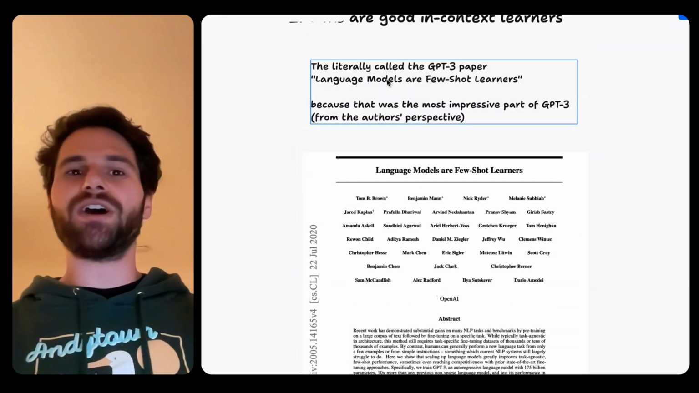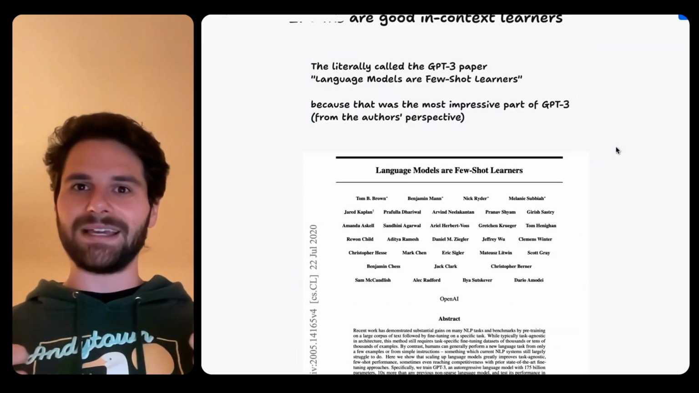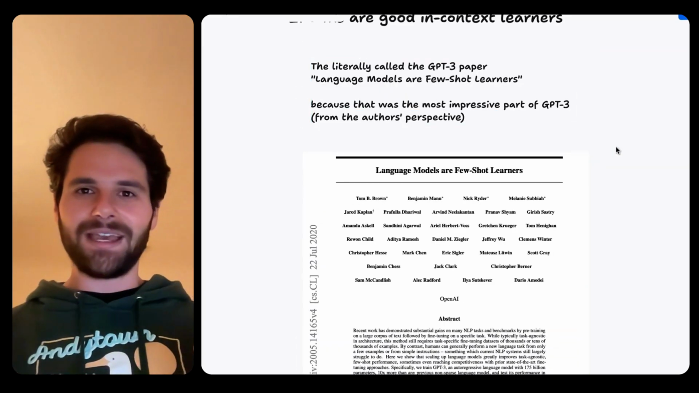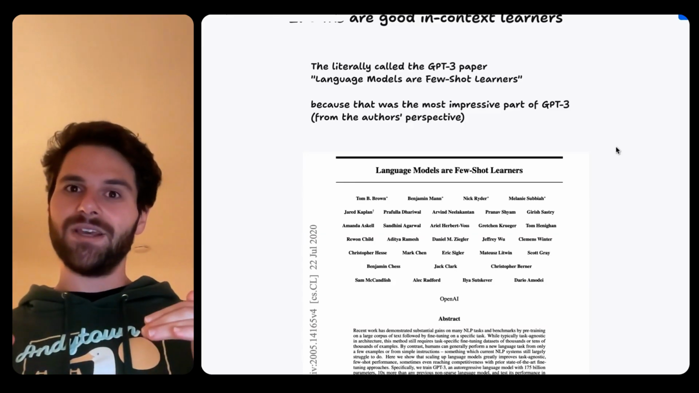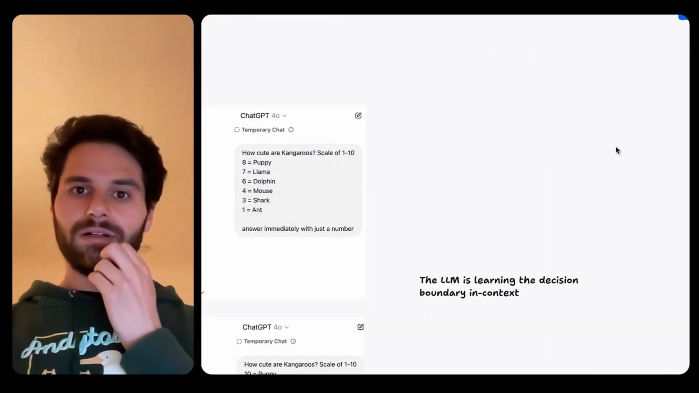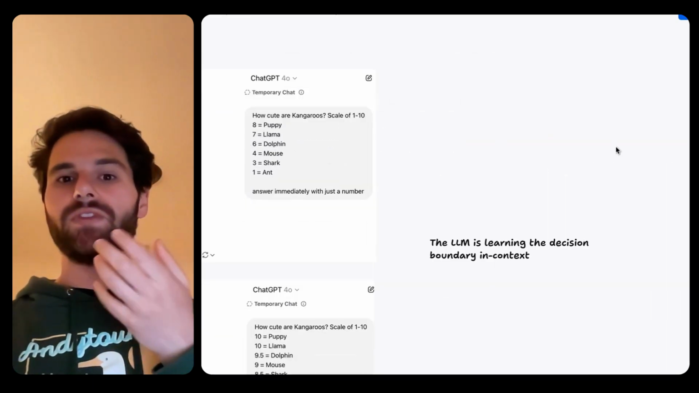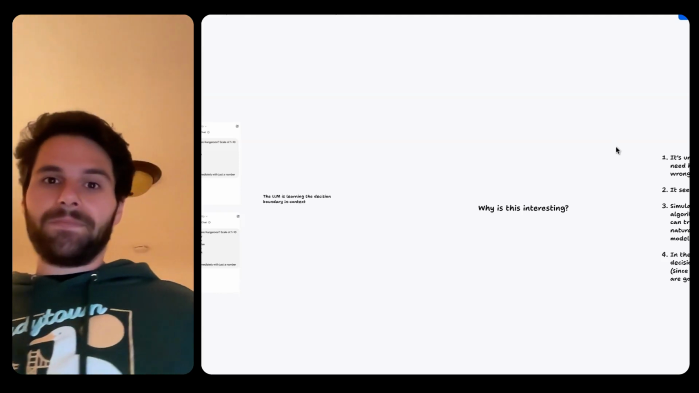And that's really what we're talking about with few shot learners. Based on the context it's seeing, it can get the vibe. And once it picks up on the vibe, it's able to be internally consistent with the rest of the things in context. So another way of saying that is you can learn the decision boundary in context. So that's most of the paper.